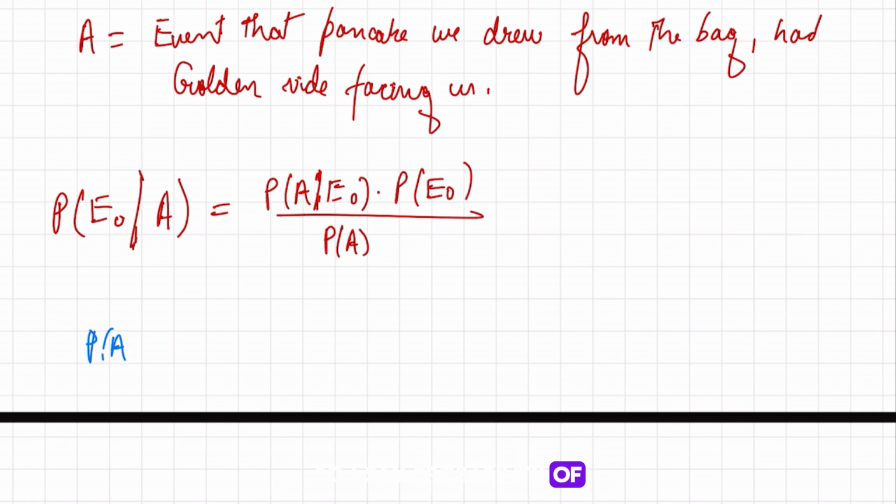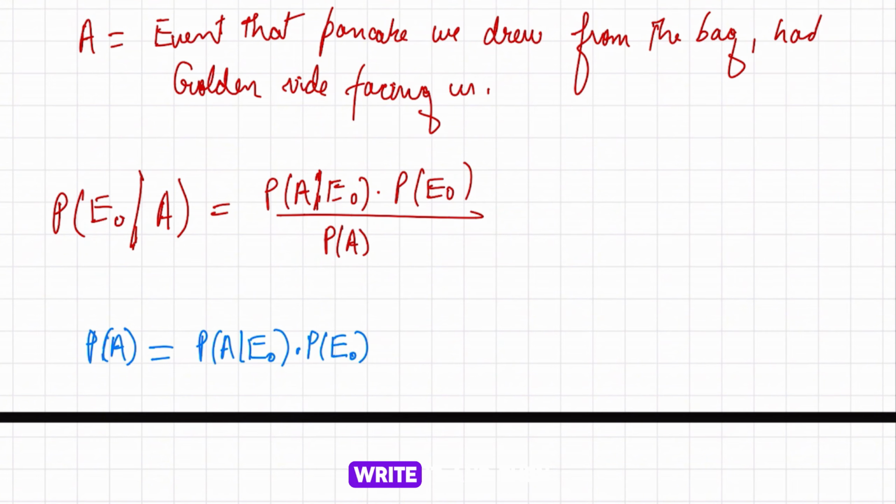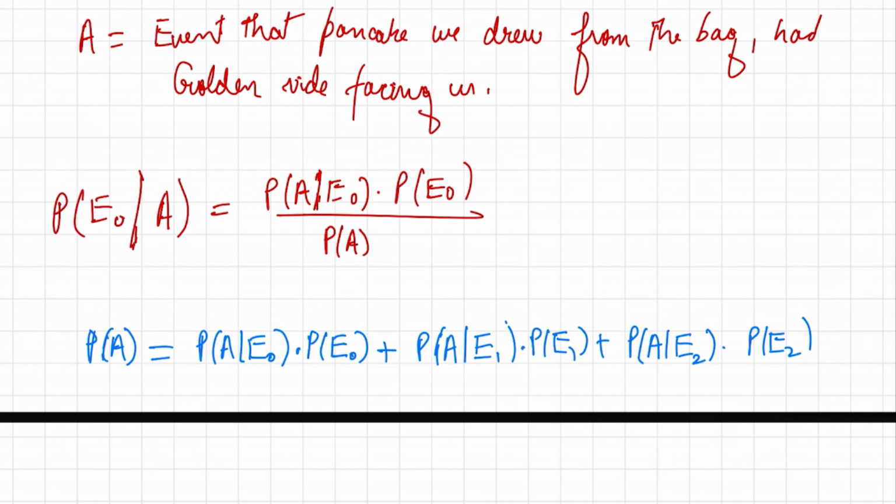So I say the unconditional probability of event A happening. Event A says that you drew a pancake and the side you looked at was golden. So I can condition this on a bunch of things. Let me just first write it and then I'll explain it. What we're doing is saying this unconditional probability of A can be partitioned into 3 separate events.